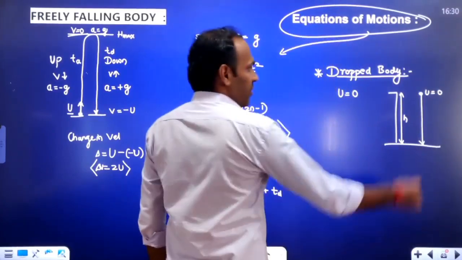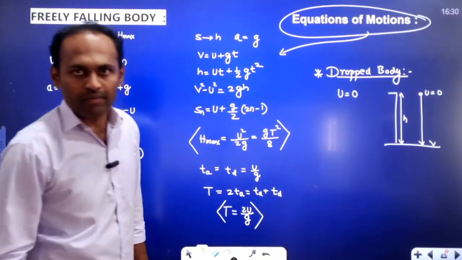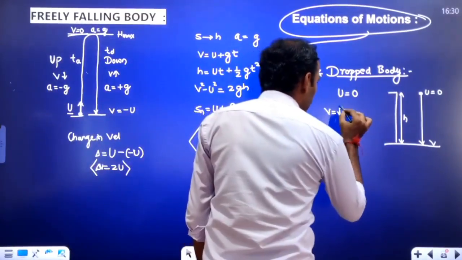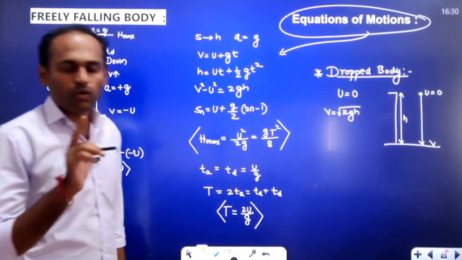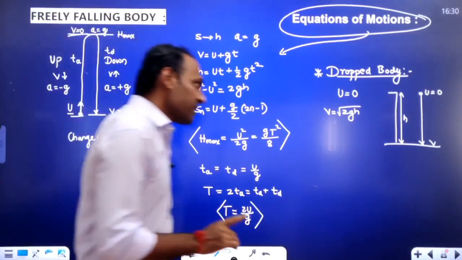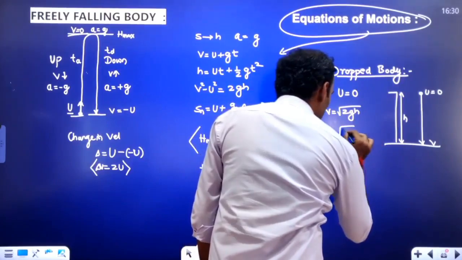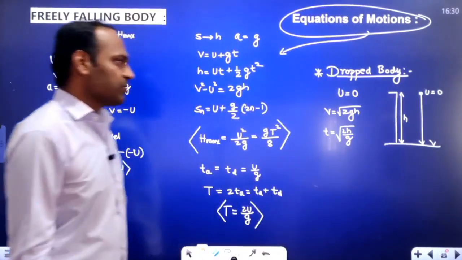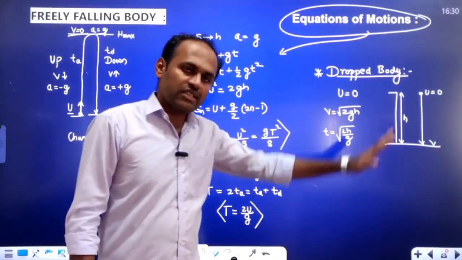See, initial velocity is 0, but final velocity will not be 0. With a certain velocity it will hit the ground, right? The velocity with which it will hit the ground is v equal to root 2gh. Time taken by the ball to reach the ground is root 2h by g. So this much will be the time taken by the ball to reach the surface of earth.